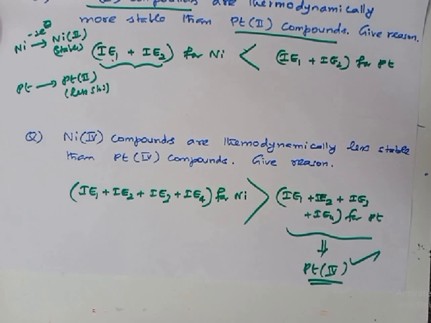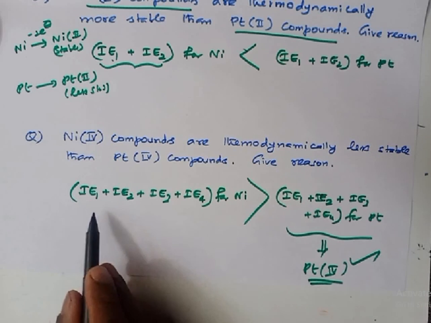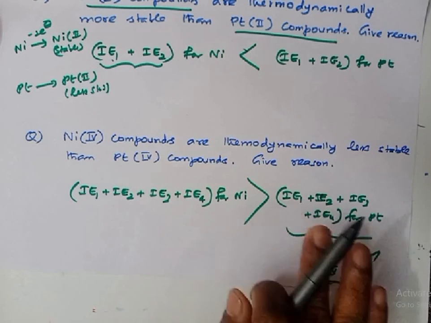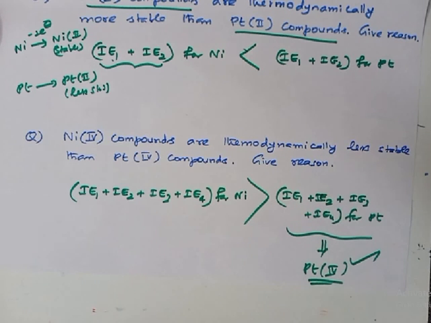Is this point clear, student? Ionization energies are available in the book. If you want, you can check also. But in the examination, giving this information is sufficient. You need not remember the data. The values are not necessary, but even then the values are available in the book.